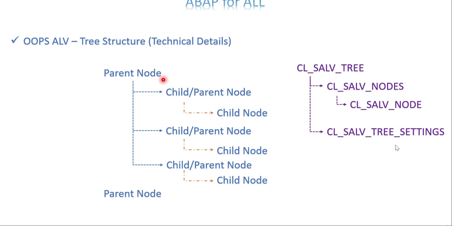Okay, so for this example, I need the base class, which is nothing but CL_SALV. Most of the classes for a particular tree structure are going to start with CL_SALV only. The first one is SALV tree. So if you say class, obviously you need an object reference. Okay, so you need to get the object reference of that. It's the very base class of your ALV tree structure.